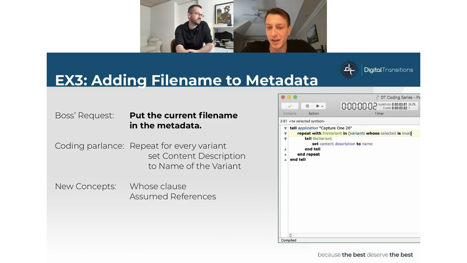In this case, skipping "tell document" or "tell current document", it assumes you mean the current document. So the code runs the same. Okay, so today so far we've done 3 examples.